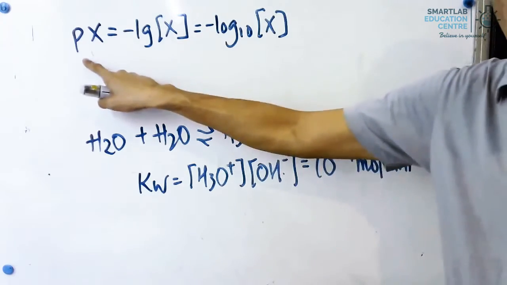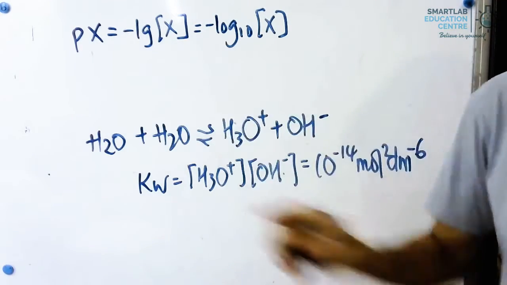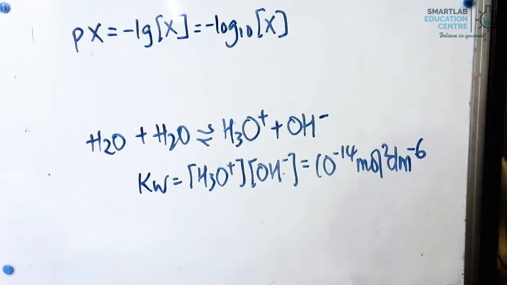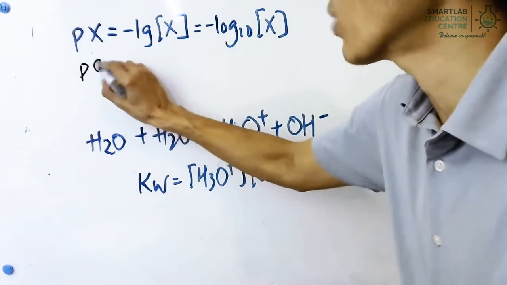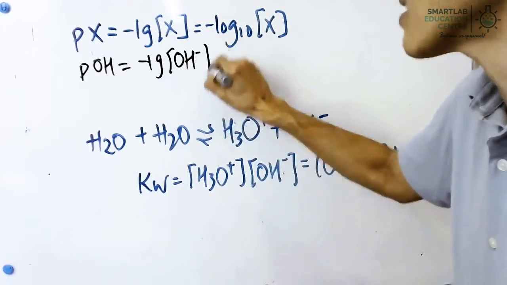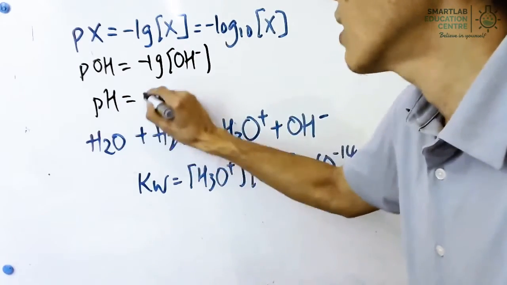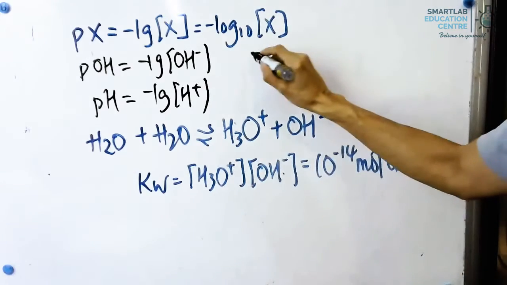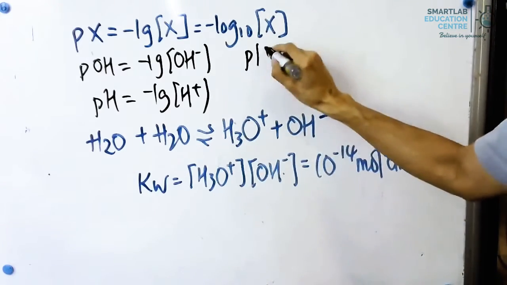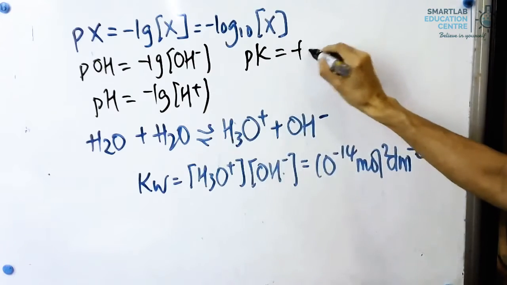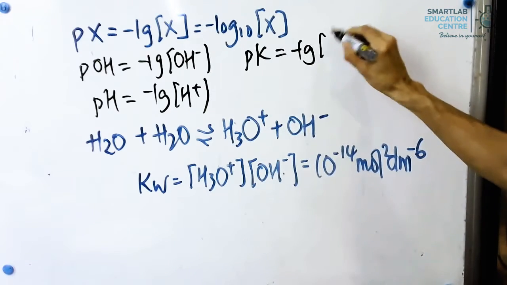Actually, when they say pH, the small p represents negative log base 10. So technically, you can p on anything, which means you can have your pOH, which is equal to negative log base 10 of OH minus. You can have your pH, negative log of your H plus. You can also have your pKa, or pK, any equilibrium value, which is negative log base 10 of the value of your K.